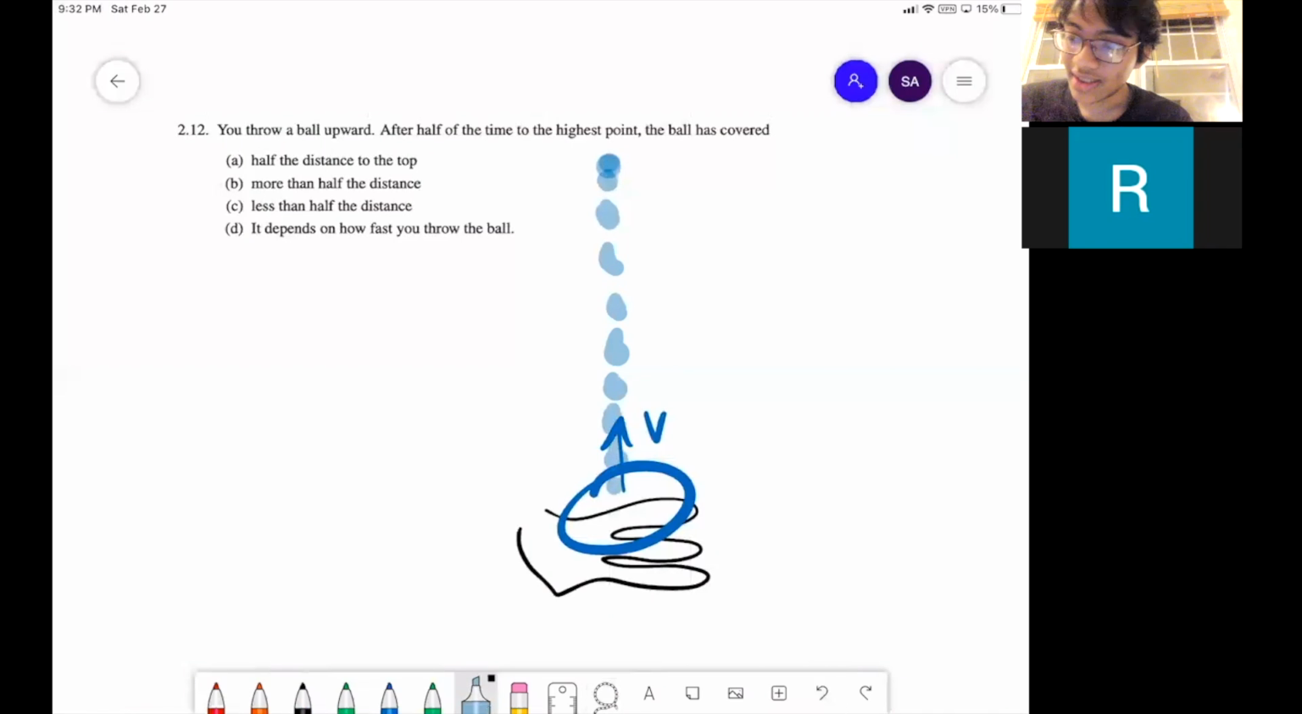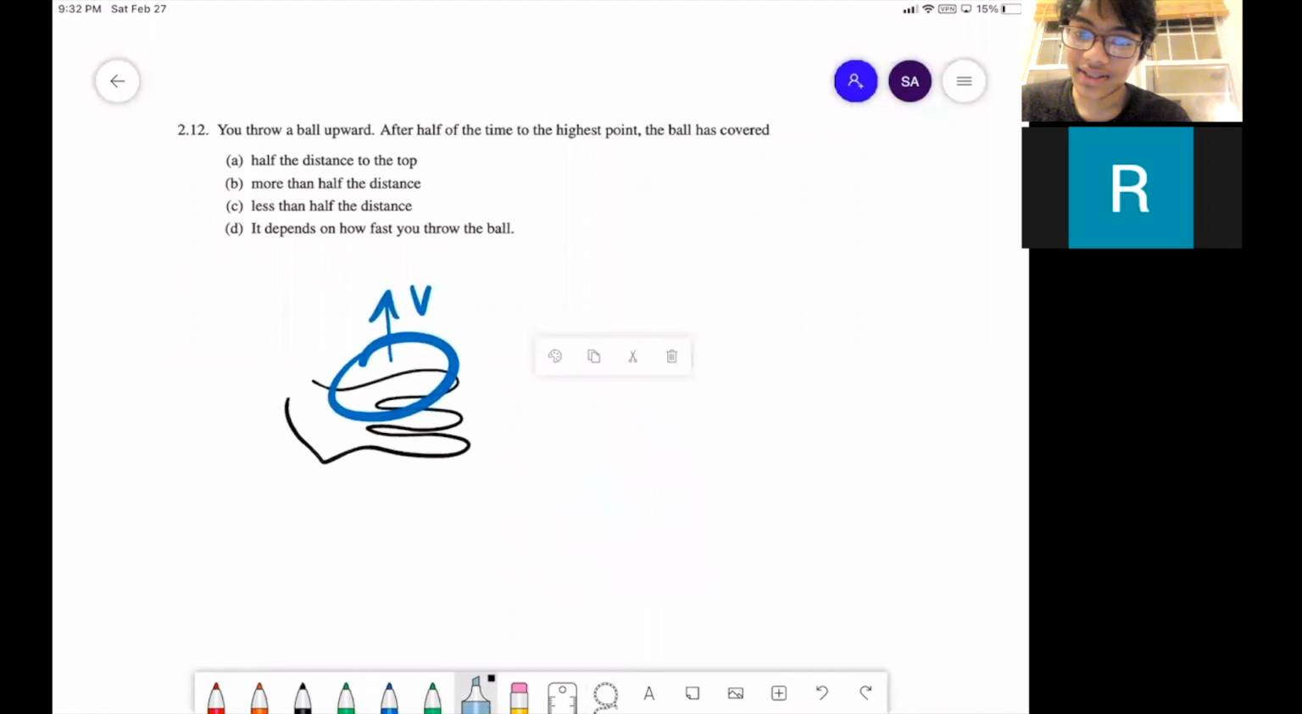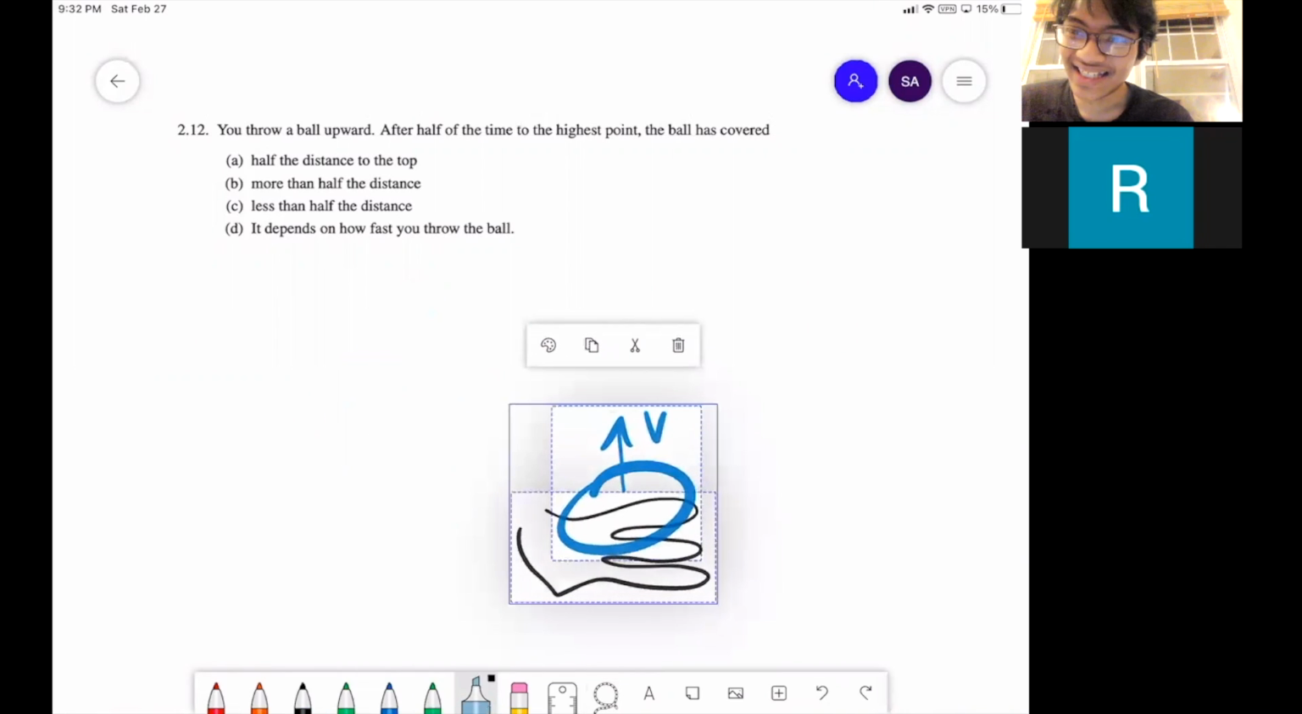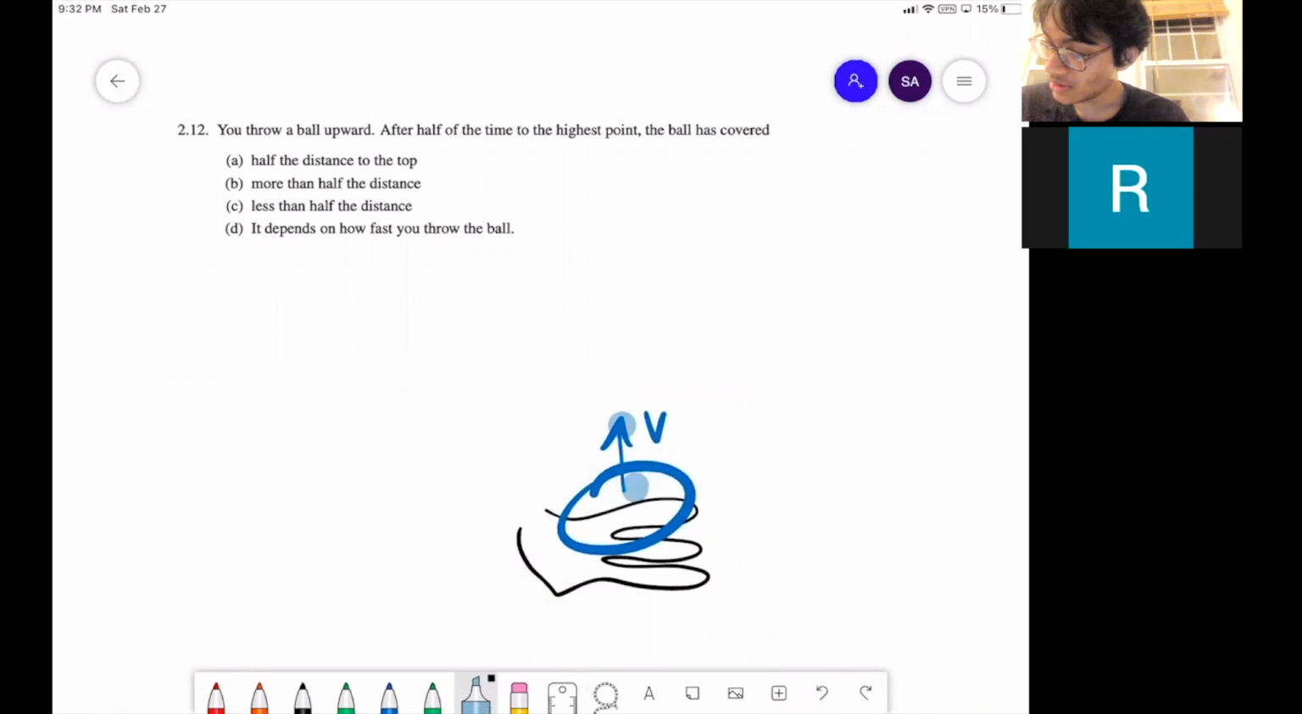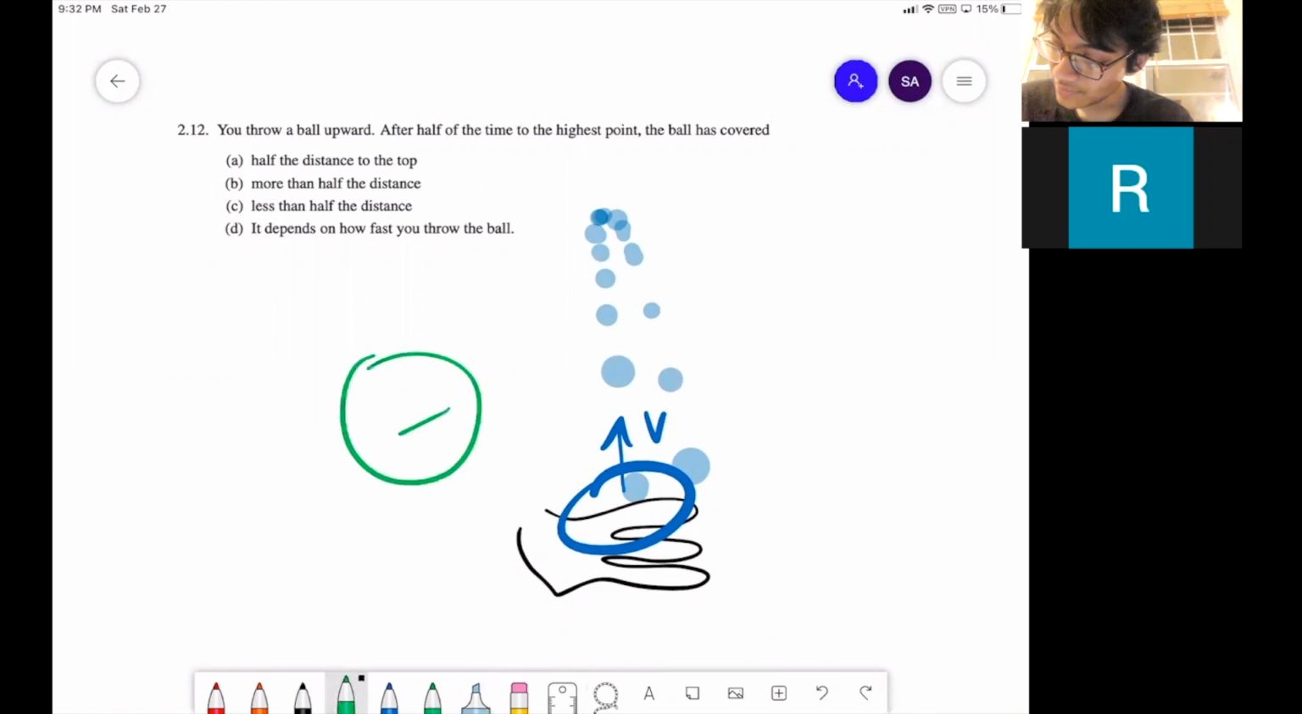Now here's the reality of the situation. This ball is going to be decelerating, right? It's acting against gravity. So at first it's going to have a good, nice high velocity, but then it starts to slow down, then it comes back, right? And when it's coming back, of course, same thing happens. Its velocity increases when it's coming back, and velocity decreases when it's going up. So after half the time, how much distance has this thing covered?